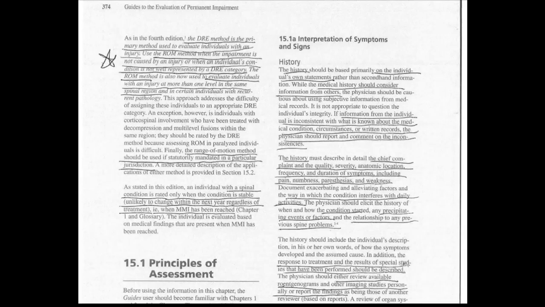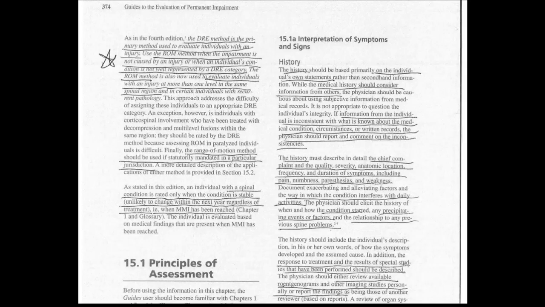So if you need to get other information, if that person has seen other doctors, other exams or tests, you need to access them. You need to get them so you can take a look at them and see how they apply, or do they apply, relative to this impairment rating. So if information from the individual is inconsistent with what is known about the medical condition, circumstance, or written records, the physician should report and comment on the inconsistencies.